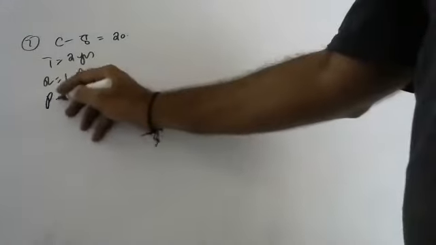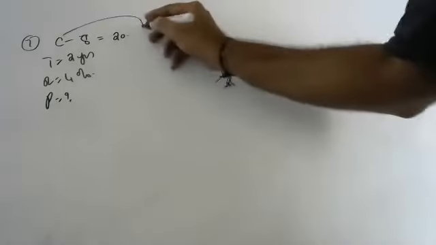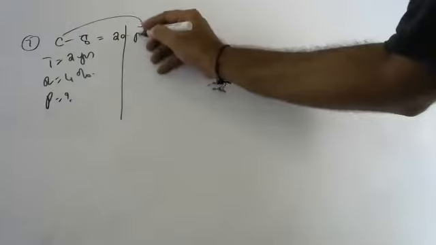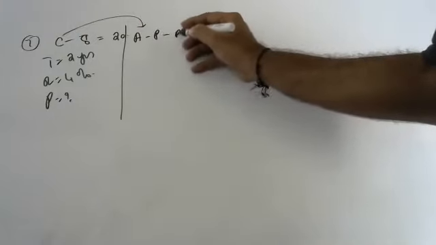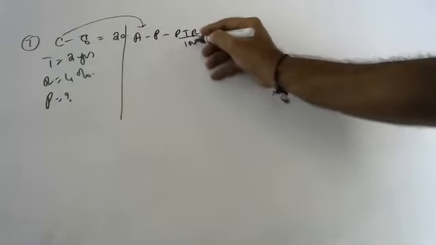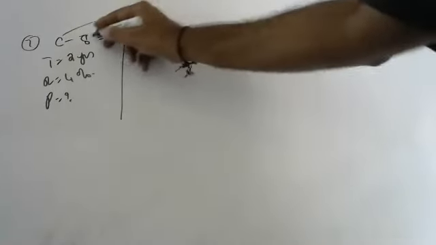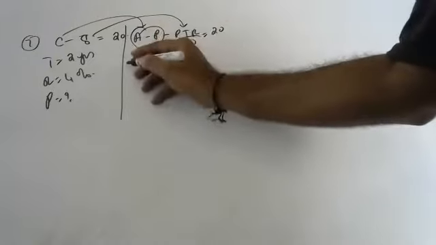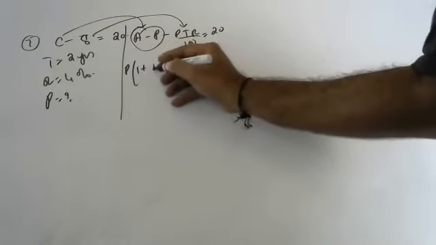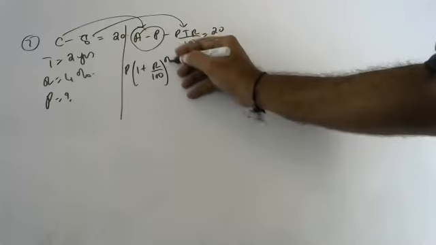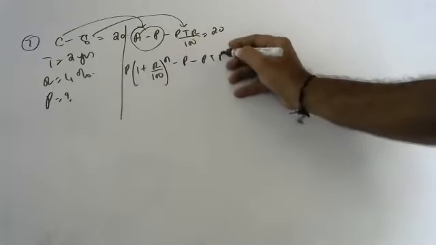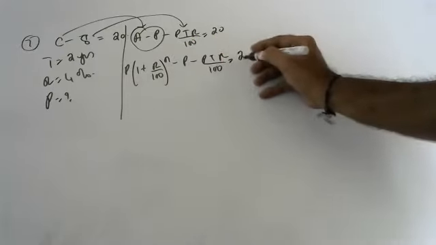Sir, we should substitute compound interest. Find the principal. Compound interest means A minus P, and simple interest is PTR by 100. Amount means P into 1 plus R by 100 whole to the power n, minus P, minus PTR by 100 is equal to 20.